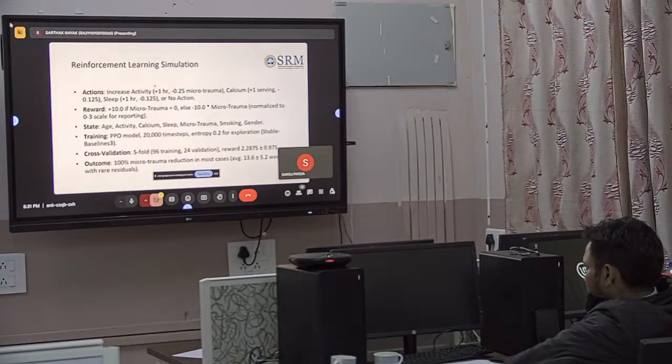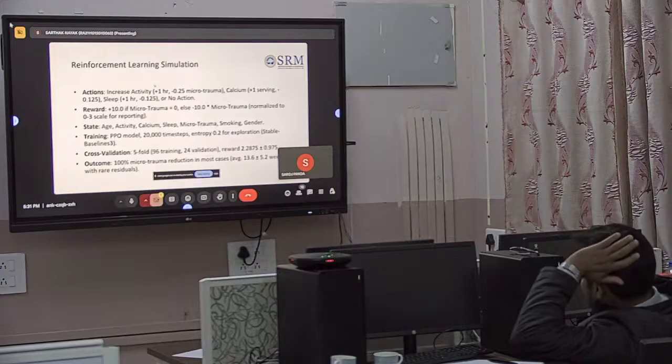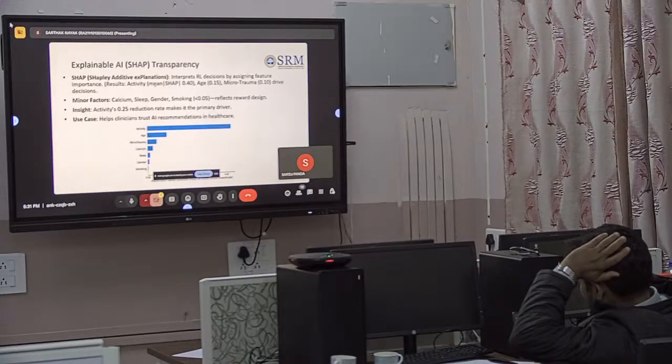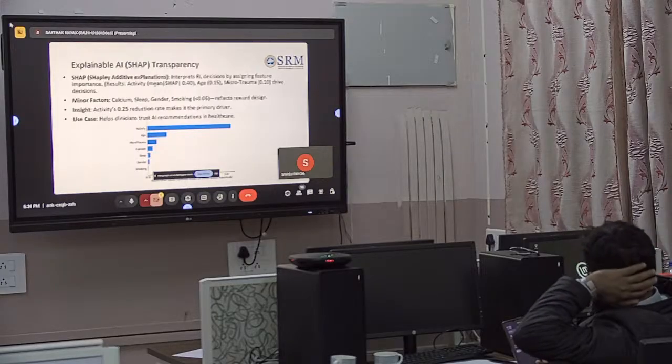Also, we use PPO because it was the best among all the reinforcement learning methods to find the perfect way to reduce the microtrauma. Moving on to the explainable AI application in this framework.